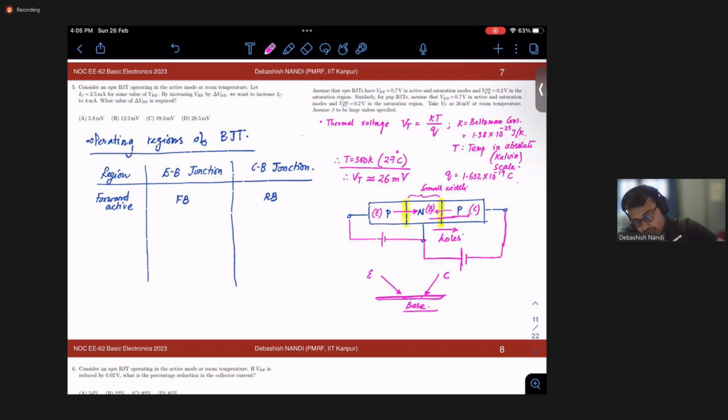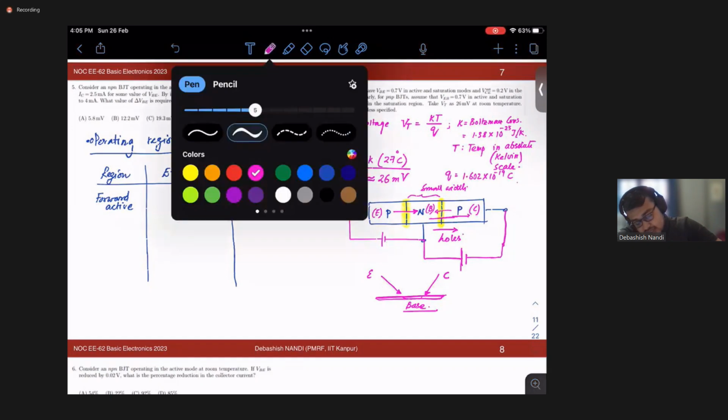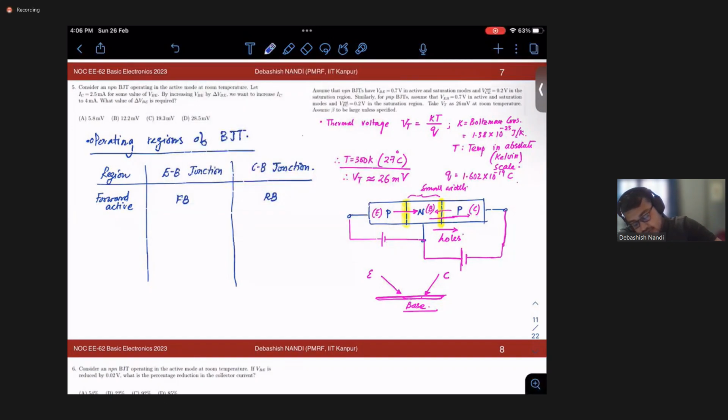So this is the forward active operation. And here the usage is in amplifiers. In amplifiers, we generally use this forward active operation, right? Then we have saturation.